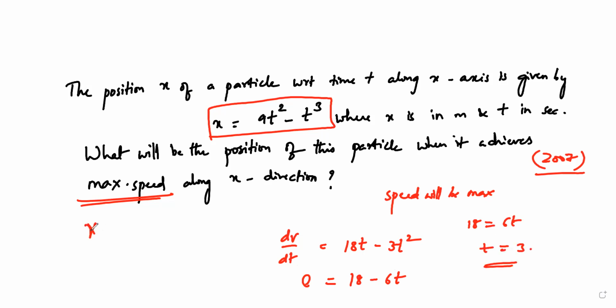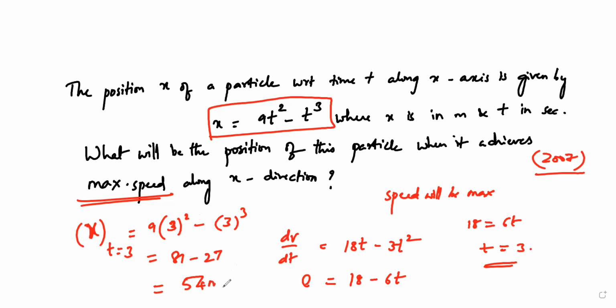Now at x, at t equals to 3. So 9 into 3 square minus 3 cube. So I will get 81 minus 27. That will be equal to what, sir? 54 meters. Our options are 54, 81, 24 and 32. 54 meters. That will be my answer.